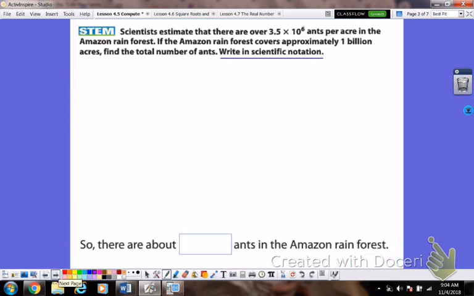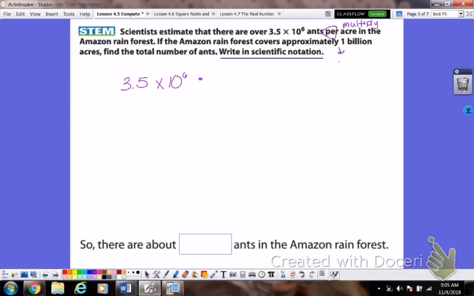Okay, looking at a word problem. Scientists estimate that there are over 3.5 times 10 to the 6 ants per acre in the Amazon rainforest. If the Amazon rainforest covers approximately 1 billion acres, find the total number of ants. Write in scientific notation. Okay, so per, right here, per means multiply. So we have 3.5 times 10 to the 6 times 1 billion.